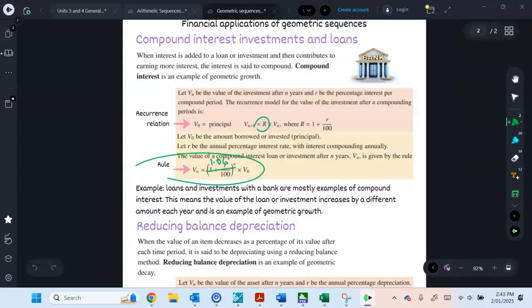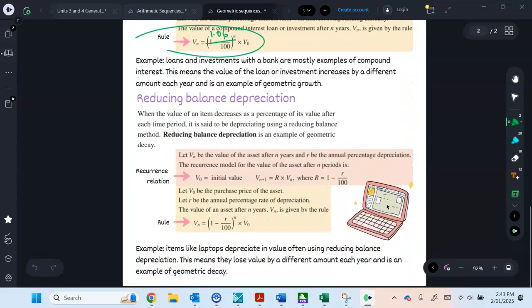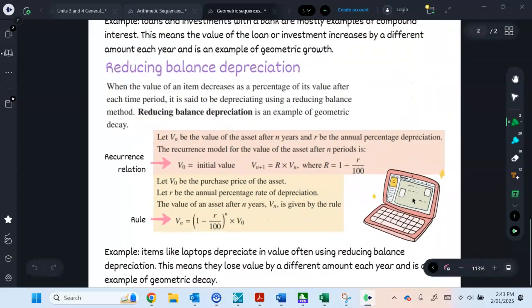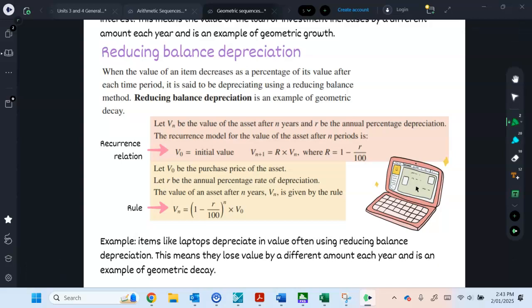Then looking at geometric sequences, we have reducing balance depreciation. So all three of these are an example of decay. So it's going down each time. Reducing balance is an example of geometric sequences. I've used the example of a computer, but most things depreciate using reducing balance. So computers, cars, if you owned a business and needed some machinery.